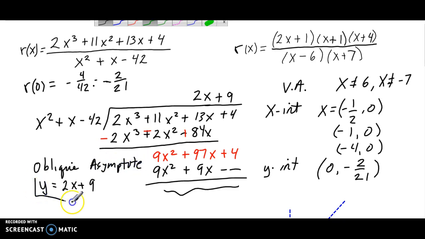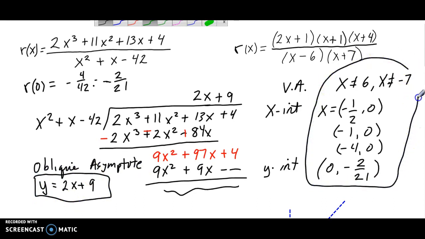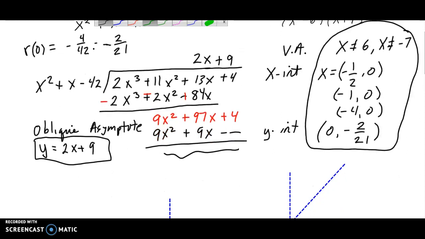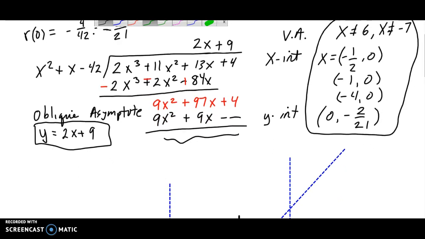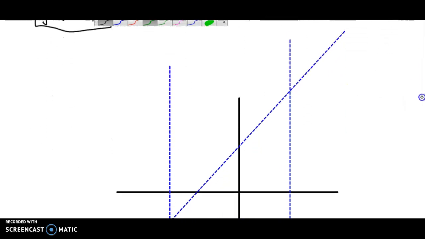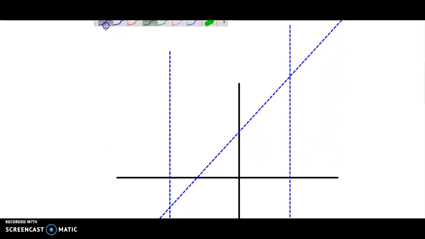Okay, so we have this, and we have all this information over here, and we're going to put that on a graph, and I have saved time by doing a little pre-setting up of the graph. See if I can remember all these things. 2x plus 9, here's my line, so this would be 9 here, and this would be negative 4.5, I'm sorry. And that's that.